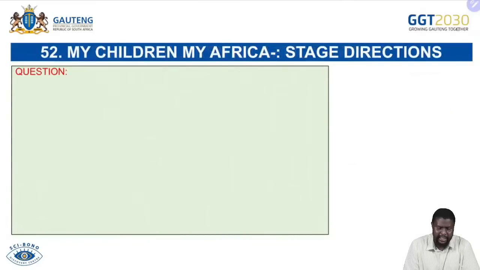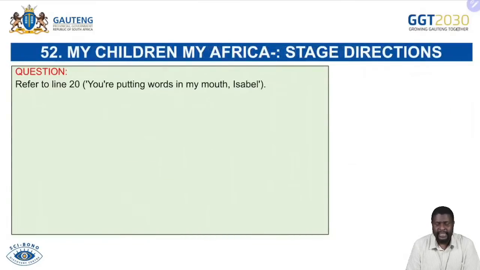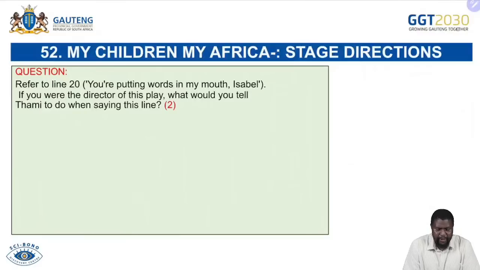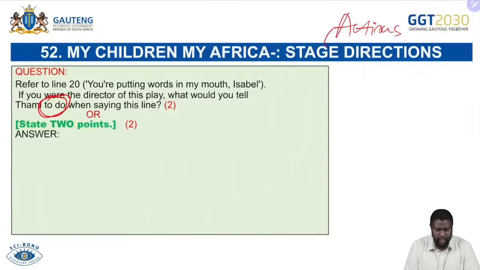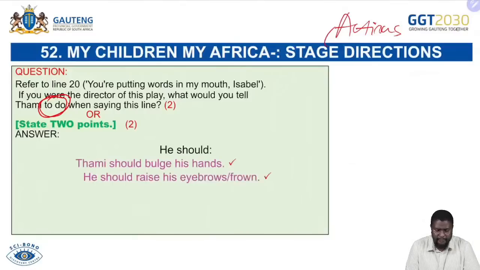Now, drama has stage directions, grade 12. If you were the director of the play, what would you tell Tammy to do? So here, we're looking for actions. What must he do? Not what he must say. We already know what he is supposed to say. But what must he do when he says these words? The answer here: he should bulge his hands, he should raise his eyebrows or frown.